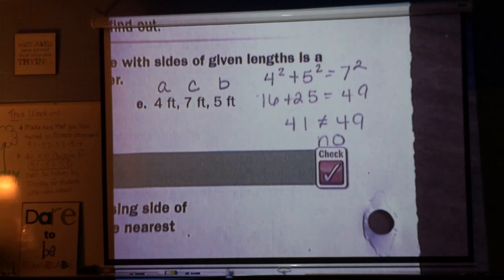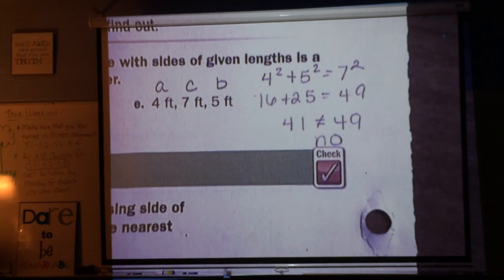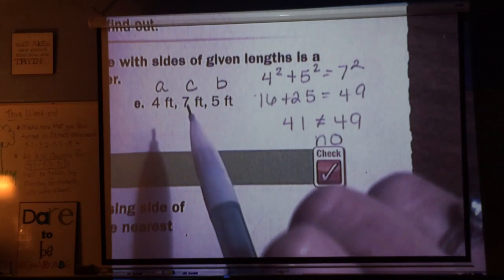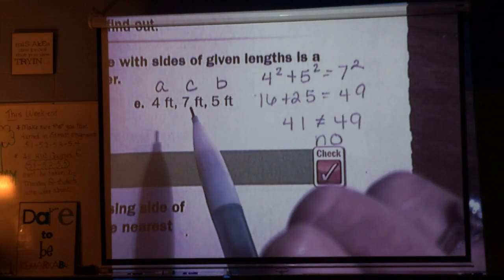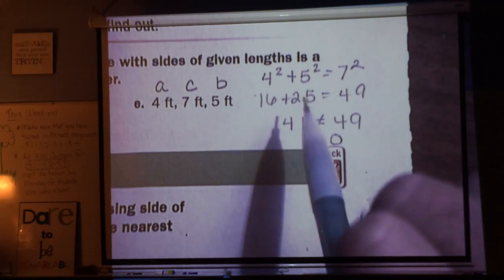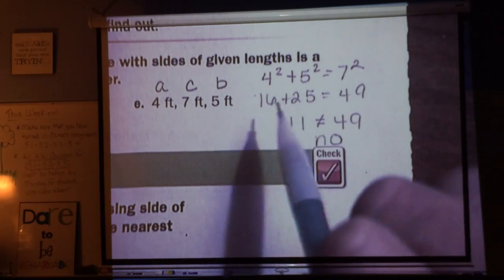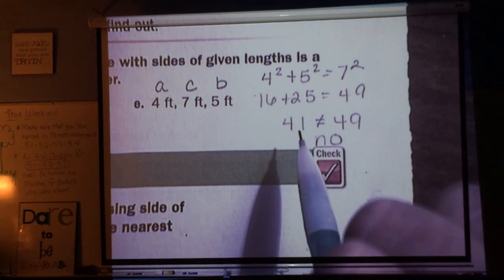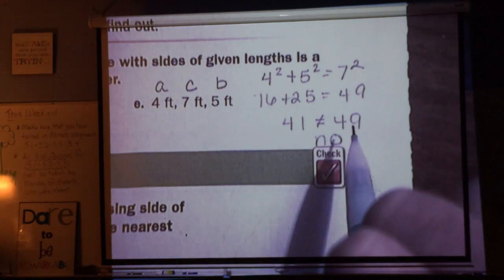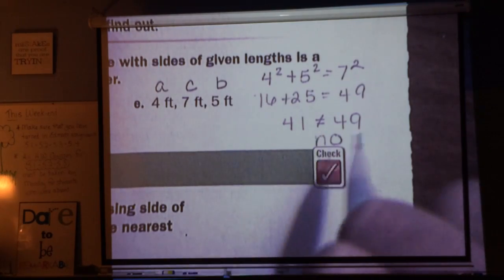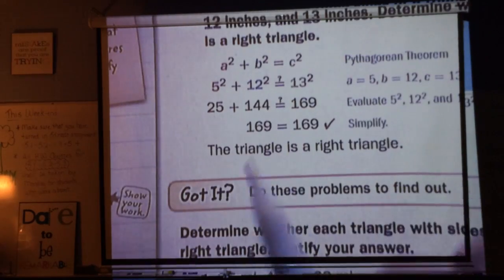Okay, let's check your got it E and make sure that you did it correctly. Your three lengths were 4, 7, and 5. 7 has to be the hypotenuse, C, because it is the largest number. Substitute the three values in, square each number, and then add 16 and 25 together. When you add 16 and 25 together, you get 41. Since 41 does not equal 49, this is not a right triangle. So do you see the difference: when they're not equal, it's not a right triangle, and when they are equal, it is a right triangle.